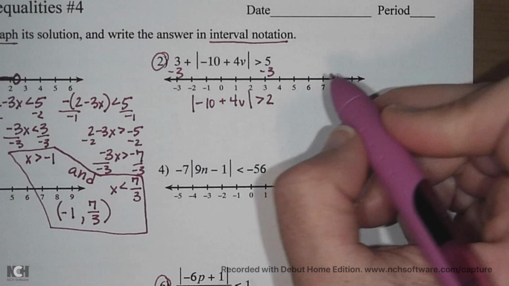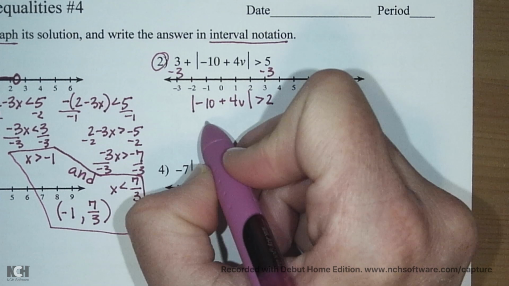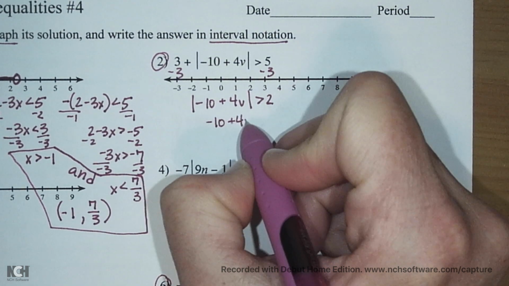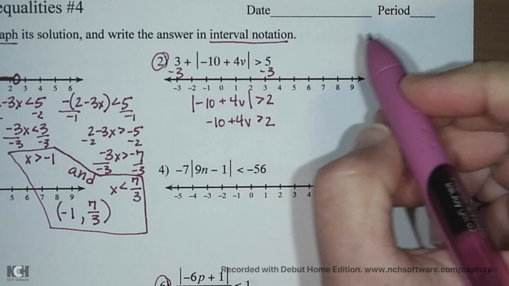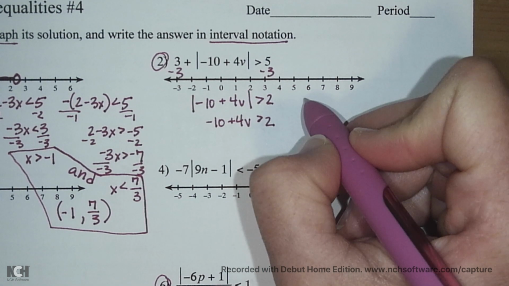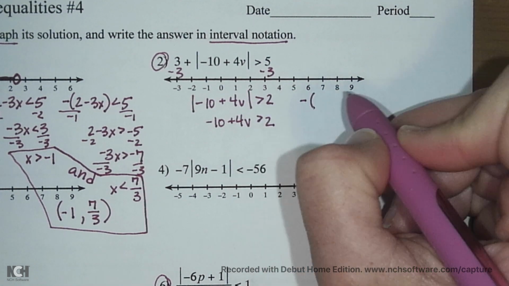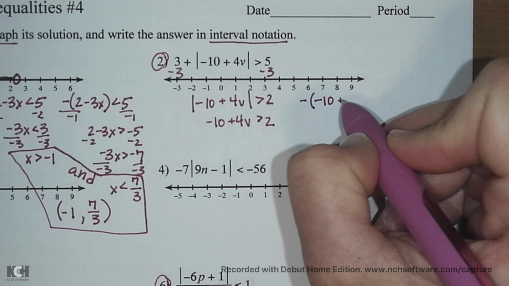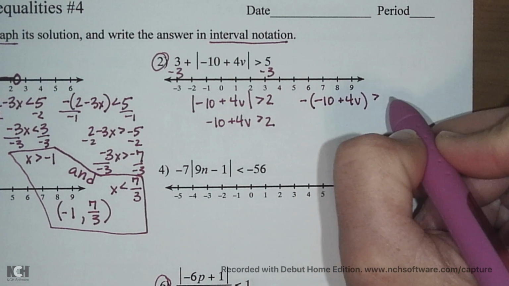So let's do that. I'll put one of them down here. Negative 10 plus 4v is greater than 2. And we're also going to have the negative version of that. So negative, parentheses, negative 10 plus 4v is greater than 2.